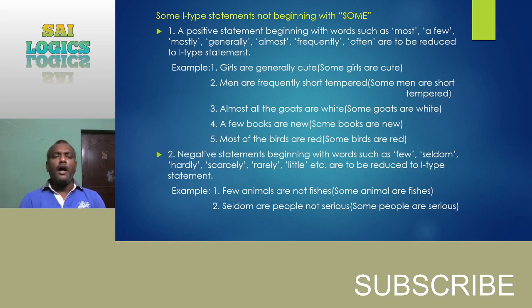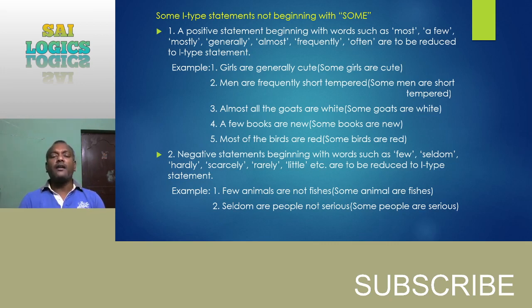Number 3, almost all the goats are white. It is talking almost. It is not all. Just almost. So you remove almost, and the statement is giving positive information. So we have to write some goats are white. For example, a few books are new. A few, only a little number of books are new. So you remove a few and write some.